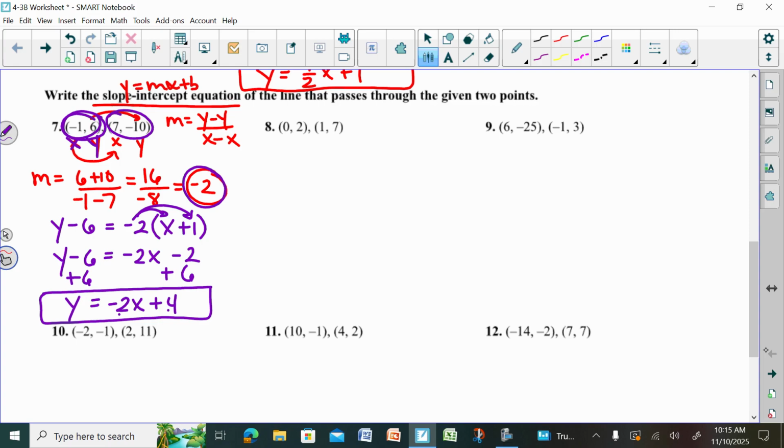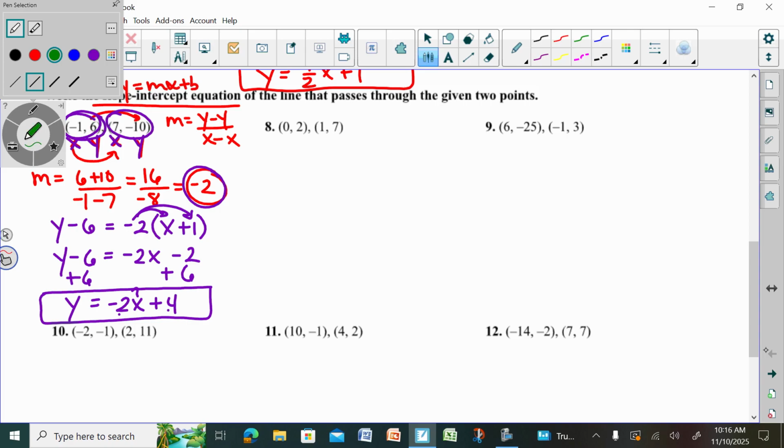You could check your equation is correct with the other point. If you plug in this x and this y in for the ordered pair, if I plug in 7 here for x and do the math, I should get negative 10. That's an easy thing you can do on your calculators just to see if you're doing them correct. Let's go ahead and skip to number 9 here.